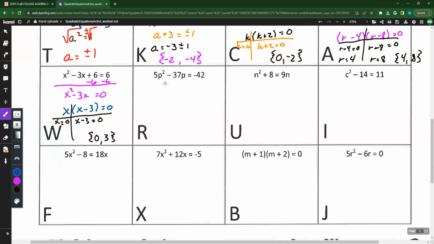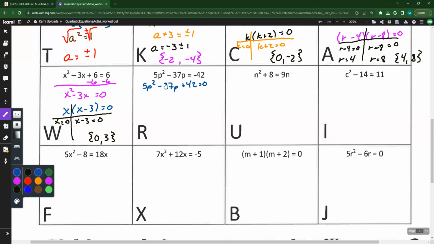So the first thing I would do is add the 42 to both sides because I need to get a 0. So 5p squared minus 37p plus 42 equals 0. This is just all sorts of not nice numbers. I think it's going to factor.